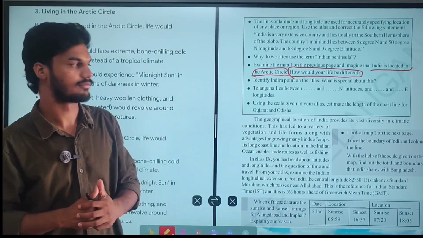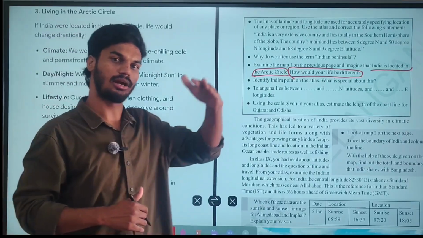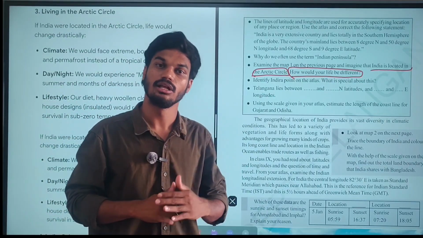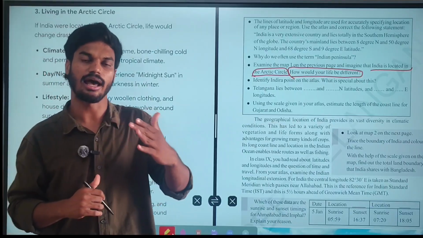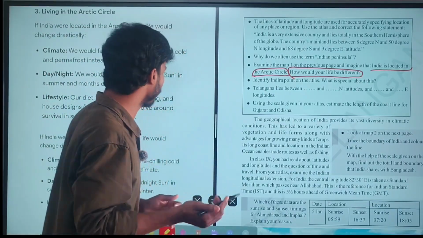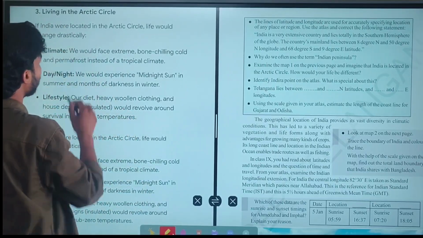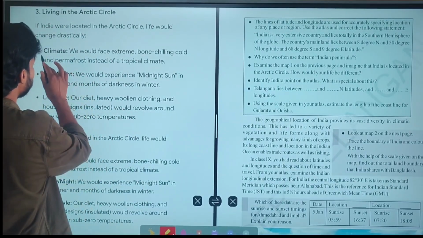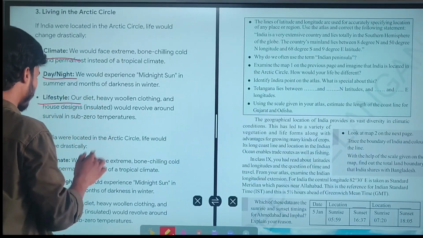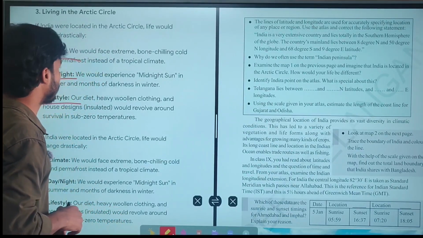We know that the northern region at the North Pole is known as the Arctic Circle. It is a very cold region. So if India were located in the Arctic Circle, life would change. There would be changes in climate, day and night, and lifestyle. Clear? What are the changes?